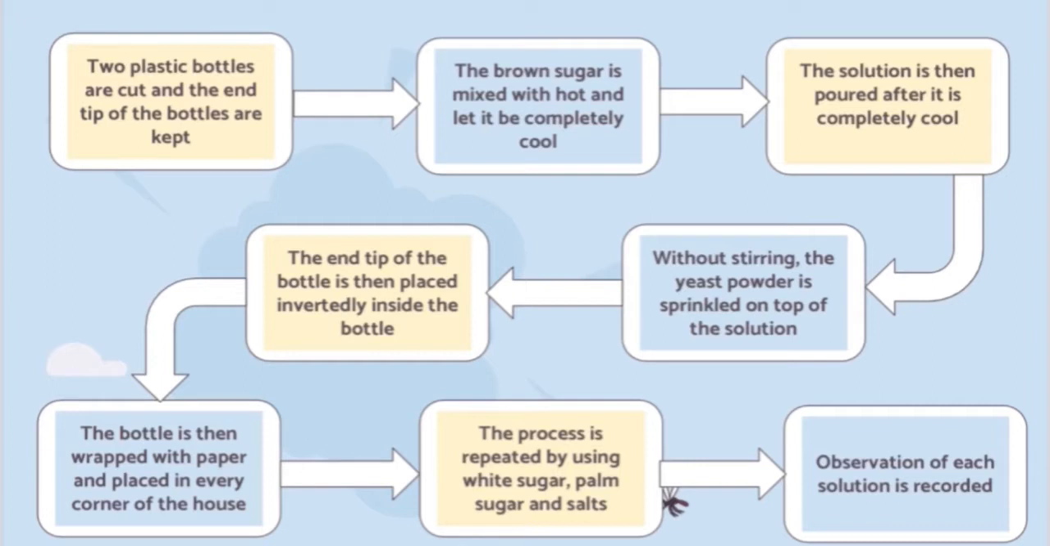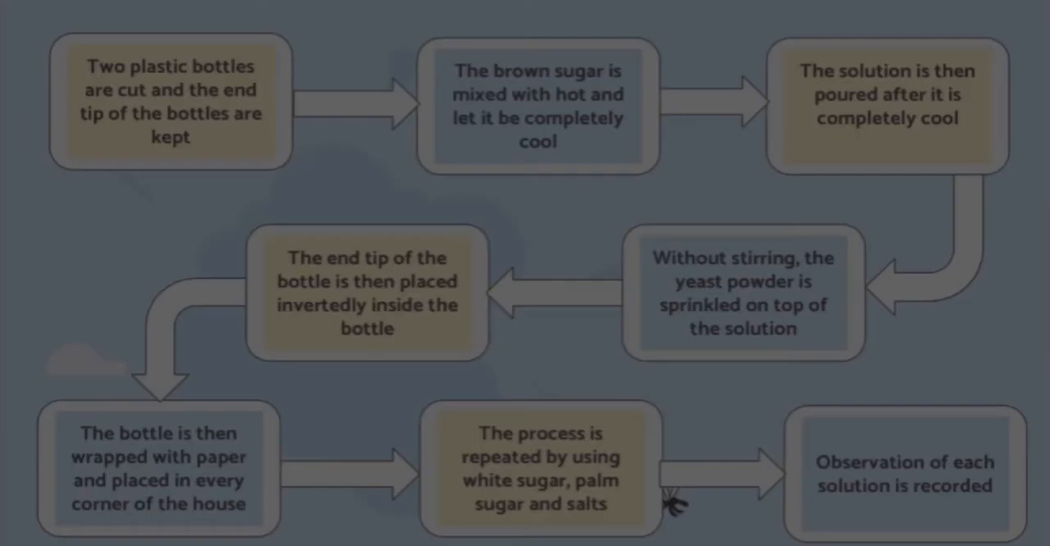then placed inverted inside the bottle. Next, the bottle is wrapped with paper and placed in every corner of the house. The process is repeated using white sugar, palm sugar and salt. Observation of each solution is recorded.